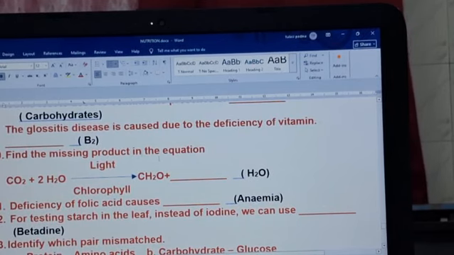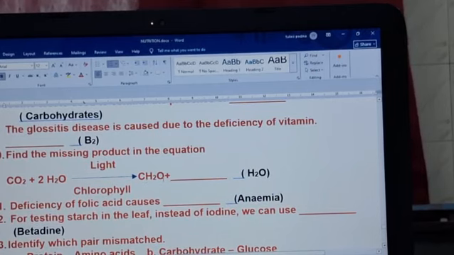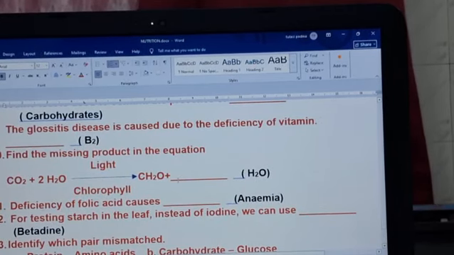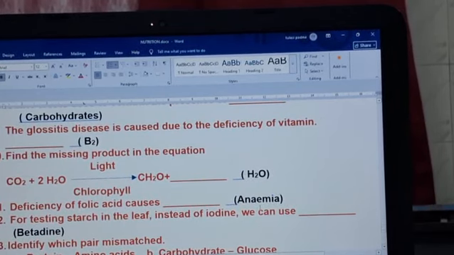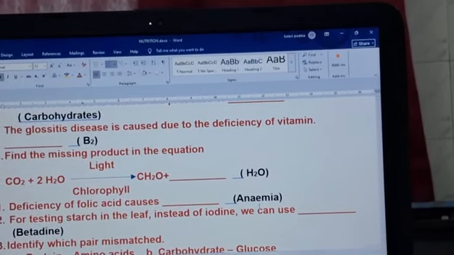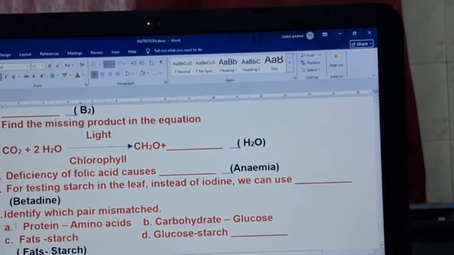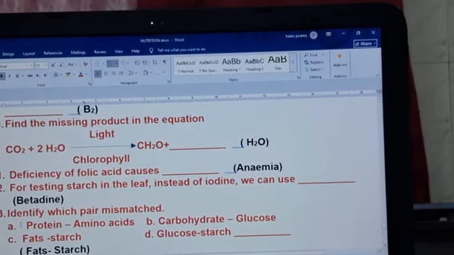Find the missing product in the equation. Carbon dioxide plus water in the presence of sunlight and chlorophyll gives CH2O plus dash. This dash is water. Deficiency of folic acid causes anemia, bloodlessness. 12th one. For testing starch in the leaf, instead of iodine, we can use betadine solution. Okay, betadine solution is also useful for it.